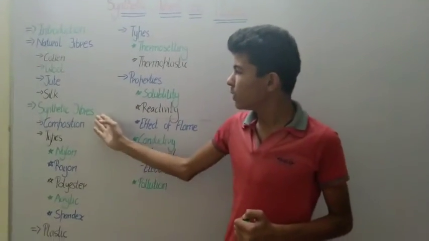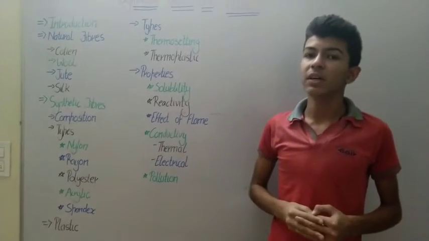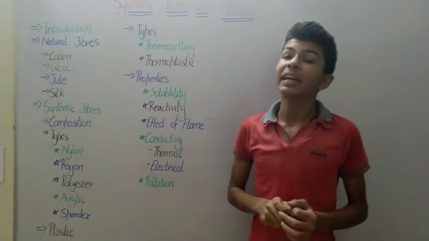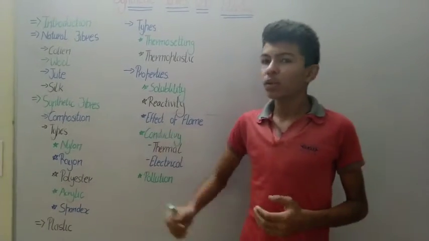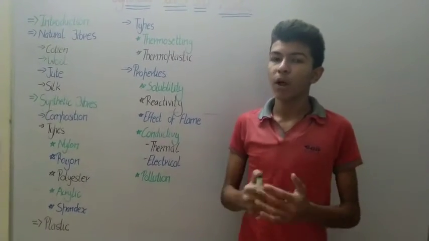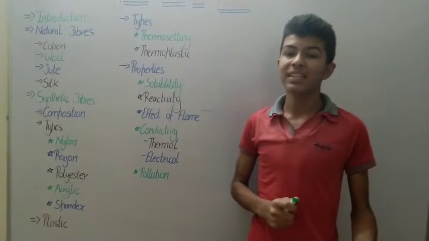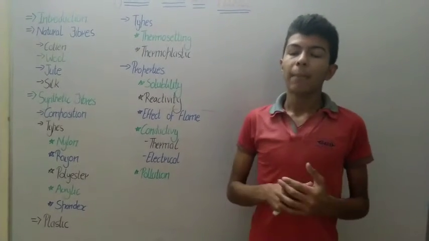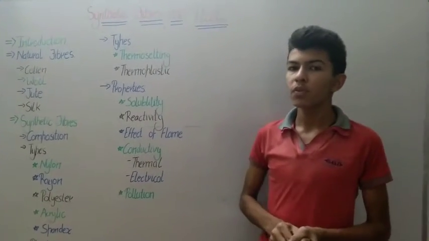So now let's move to the synthetic fibers. What are the synthetic fibers? The synthetic fibers are the fibers that are obtained from chemical processes. These are mostly classified as polymers. So what is a polymer? A polymer is a substance that is made through chemical reactions, and it is known as man-made fiber.